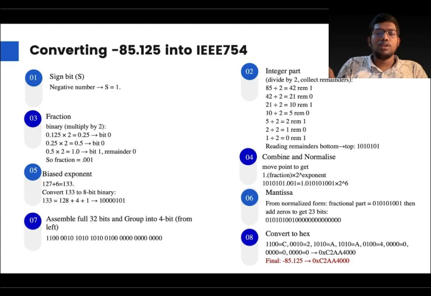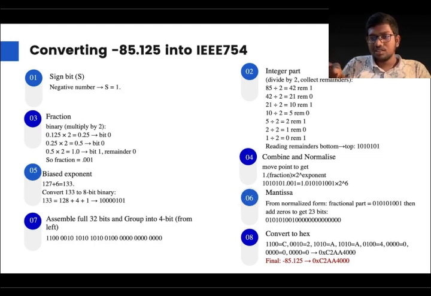We divide by 2 and check the remainder, and again divide the quotient by 2 and check the remainder, and then we get 10000101. It is very clear up to here. So now let's solve the mantissa part. From the normalized form, the fractional part is 010101001. We can see it in the fourth point above.